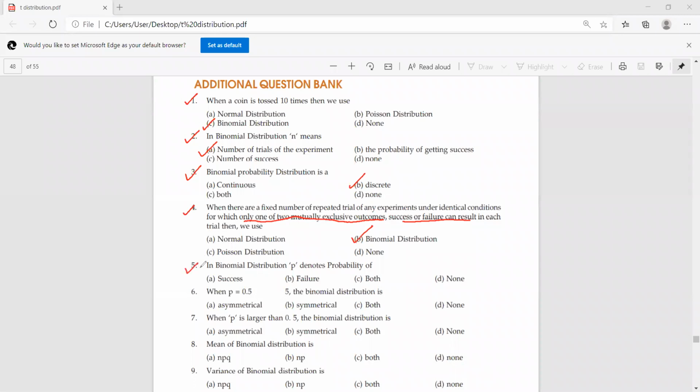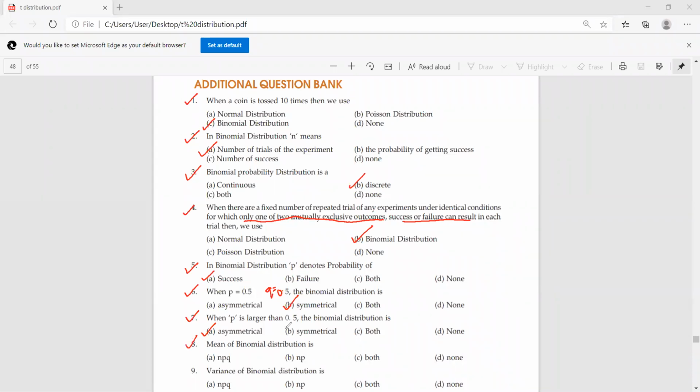In binomial distribution, p denotes success. If p is equal to 0.5 and q is equal to 0.5, then the binomial distribution is symmetrical. If p is larger than 0.5, it is quite logical that the binomial distribution will be asymmetrical. What is the formula of the mean of a binomial distribution?